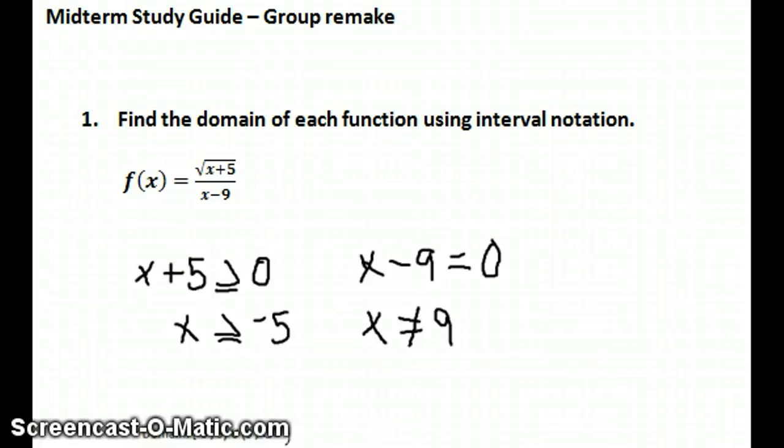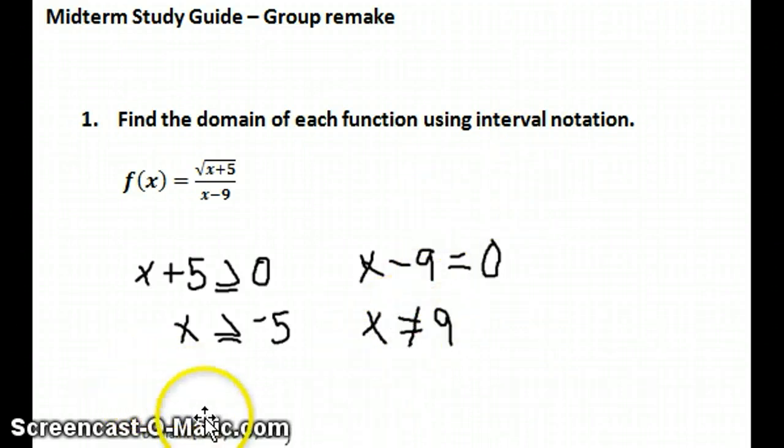So for number 1, we're finding the domain using interval notation, and we'll start by getting the numerator, which is the square root of x plus 5, and setting it to greater than or equal to 0, because you cannot have a negative in the radical, and you end up with x is greater than or equal to negative 5. And you take the denominator, which is x minus 9, and set it to 0, because you cannot have division by 0, and you get x equals 9. So x cannot equal 9 on the graph.